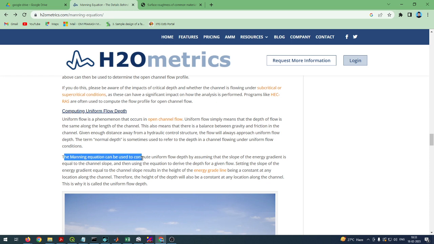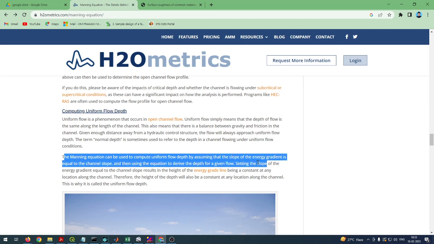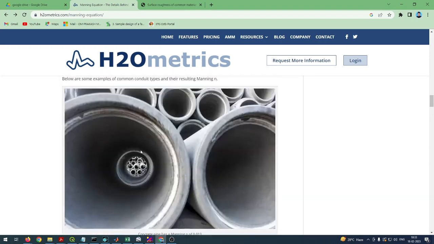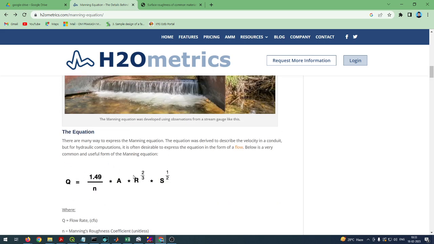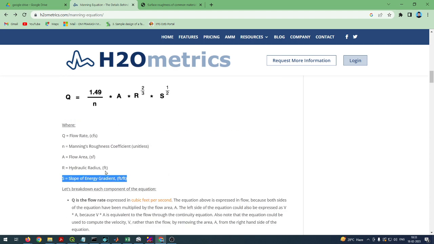The Manning equation can be used to compute the uniform flow depth by assuming that the slope of the energy gradient line is equal to the slope of the channel. This is the slope of the energy gradient line, hydraulic radius, flow area, Manning roughness.